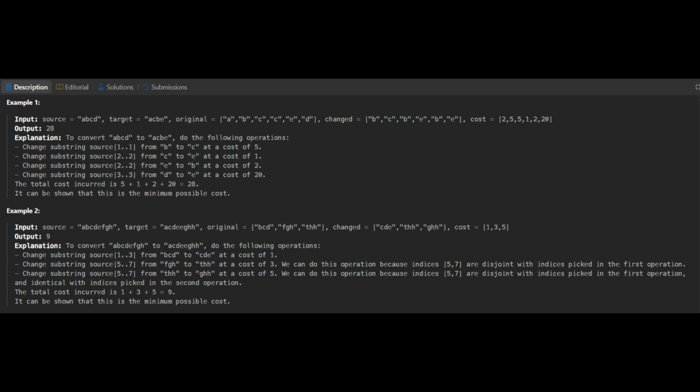This is allowed because these indices are disjoint from the first operation. Now, on the same substring range 5 to 7, convert THH to GHH with cost 5. This is allowed because operations can be done on identical indices. Total cost equals 1 plus 3 plus 5 is equal to 9. So the answer here is 9, and this is the minimum possible cost.